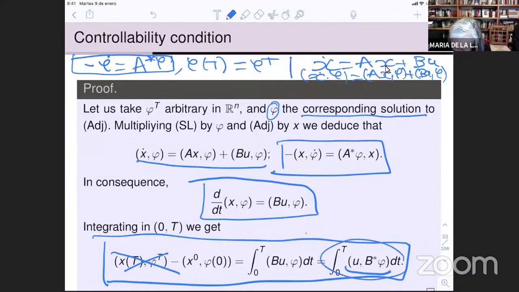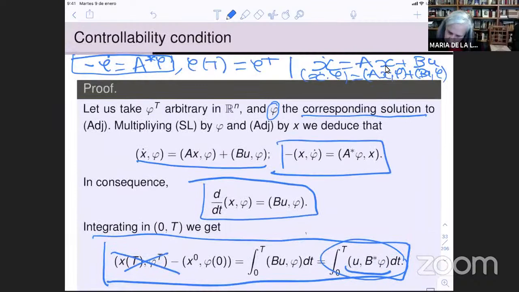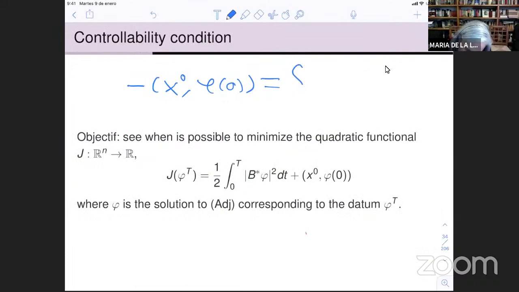So we are going to see how to obtain this kind of equality. So I want minus x zero times phi zero, okay, equal, here I have, to the integral from zero to T of u times B star phi of theta, okay? So that is my objective, okay?